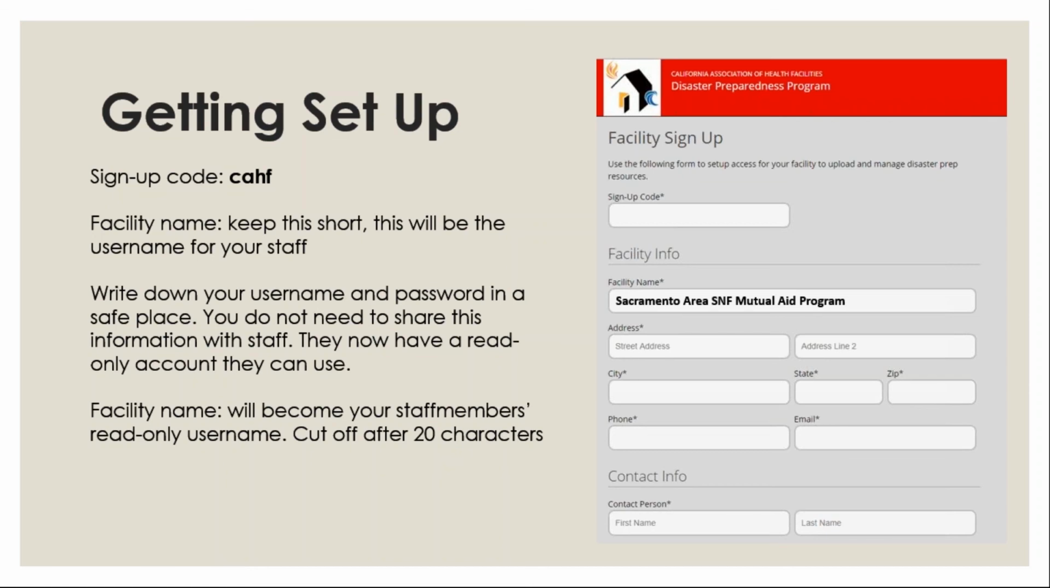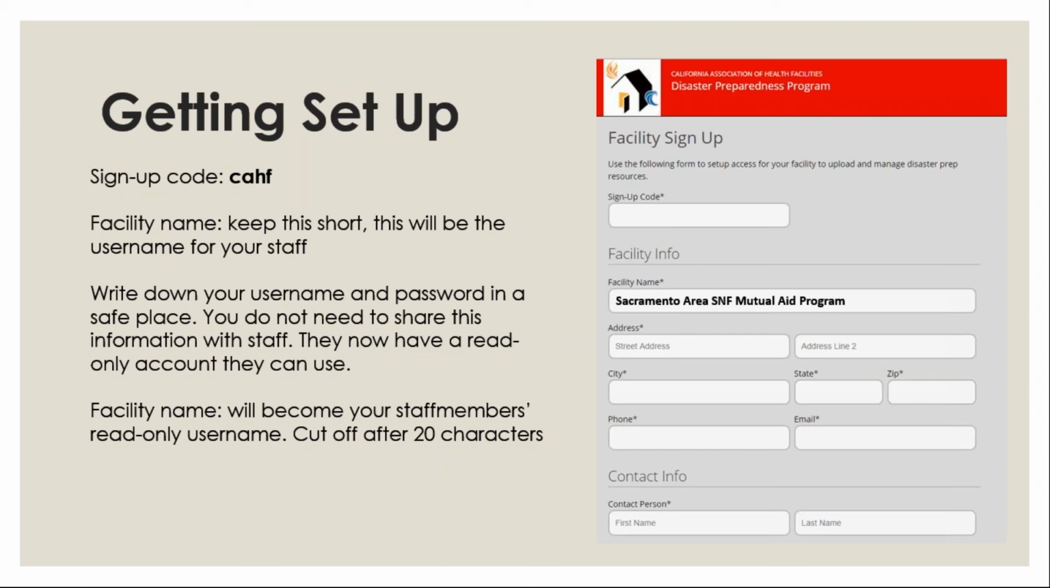This is because when you go to generate that staff read-only account, you don't get an option at that time to name it. The system just takes whatever you typed in as your facility name, and it takes those first 20 letters and just mashes them together. And then that's what your staff has to type in when they want to access your operations plan. So just take a minute to write out a username for what you want your staff to use, and then that's what you need to put into the facility name box.